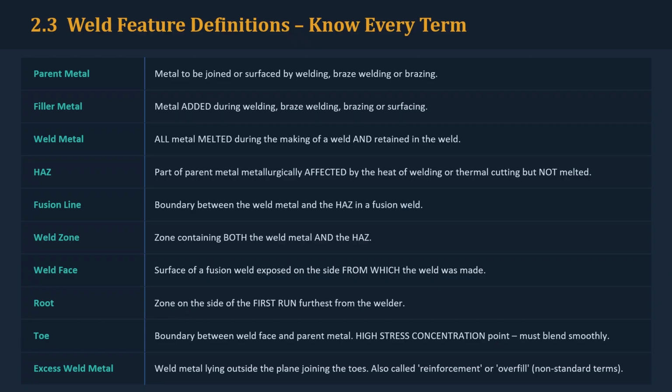There are several common examination traps here. Do not confuse HAZ with weld metal. HAZ is heated but not melted. Do not confuse weld zone with weld metal. Weld zone includes both. And do not treat filler metal and weld metal as identical terms. As an inspector, precise terminology improves the quality of your inspection reports because another engineer should be able to understand exactly which region you are describing.